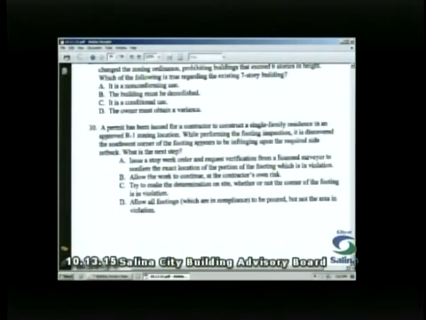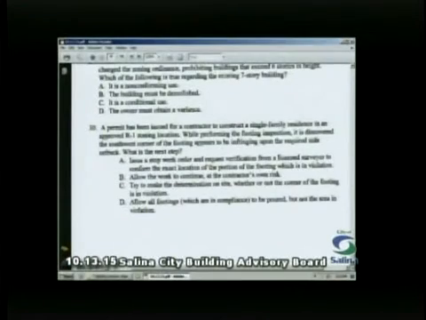A permit has been issued for a contractor to construct a single-family residence in an approved R1 zoning location. While performing the footing inspection, it's discovered the southwest corner of the footing appears to be infringing upon the required side setback. What is the next step? A is correct.